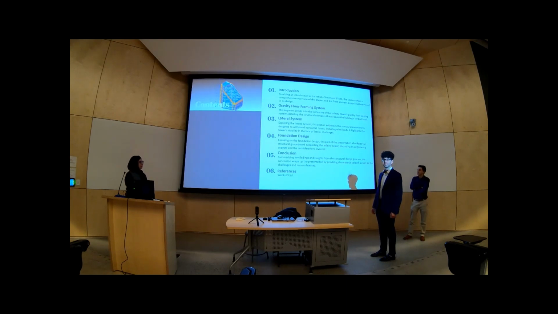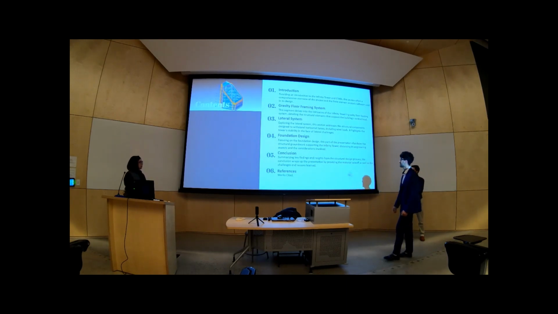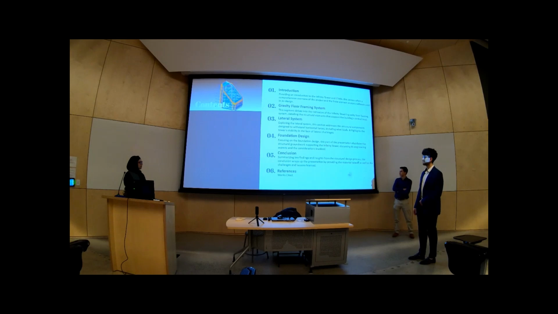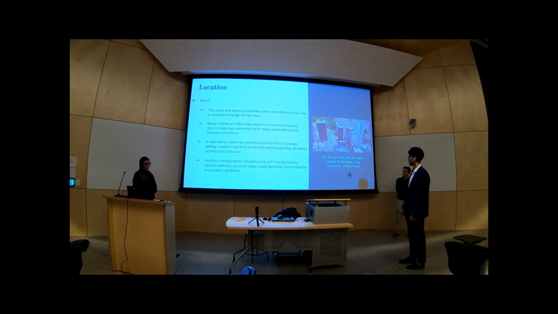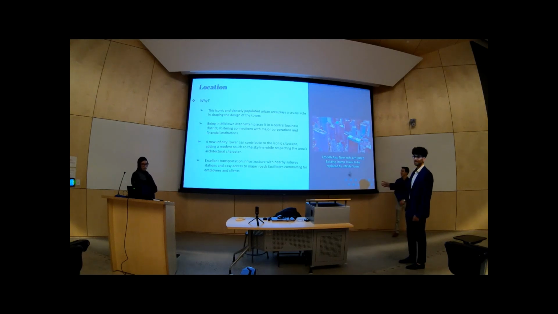So we're going to go over three major things: the gravity floor framing system, the lateral system, and the foundation design. So this is the introduction. So why did we choose this place? First of all, existing there right now is the Trump Tower, and it's also right next to the Central Park, so it's a great tourist attraction.